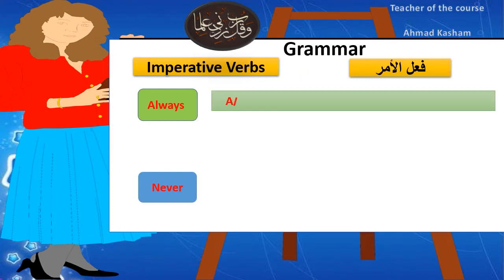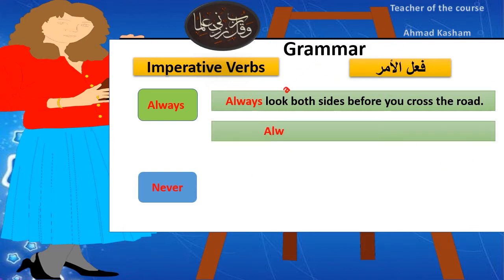Let's take some examples. Always look both sides before you cross the road. Another example about always, using always with the imperative verbs. Always help your parents at home.